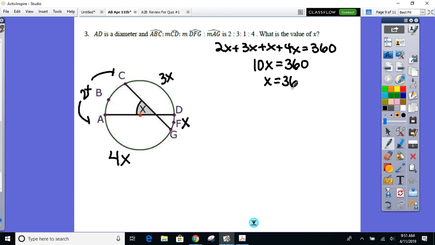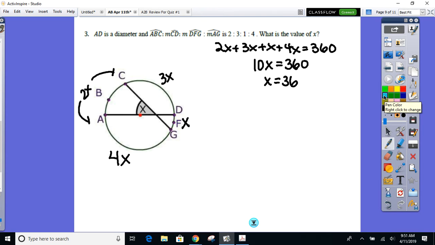36. And this is my fault. I should have probably put y's here, because this x is not equal to 36. But that's not our final answer. Go back, plug it back in so you can actually find the arc measures.